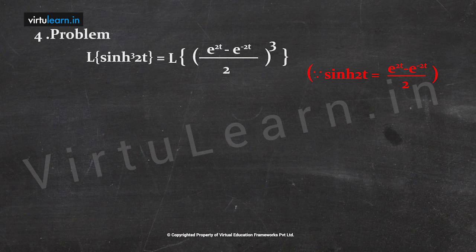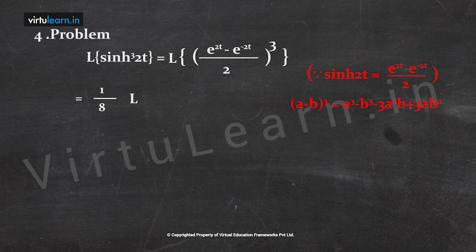Then 1 by 2 whole cube. I am explaining here, I am expanding: 1 by 2 whole cube means 1 by 8. I am writing it outside. Then Laplace transform of, this is the a minus b whole cube formula. The a minus b whole cube formula is very simple. What is that? A minus b whole cube is a cube minus 3a square b plus 3ab square minus b cube. Using this formula, I am writing here.